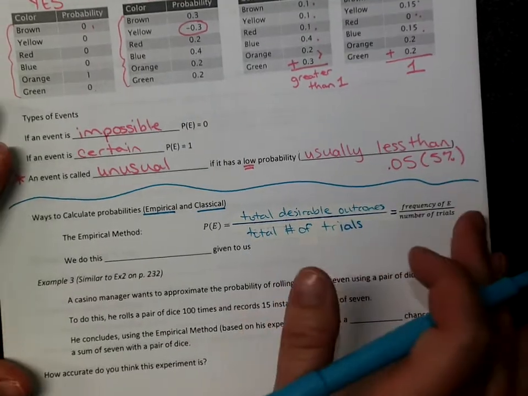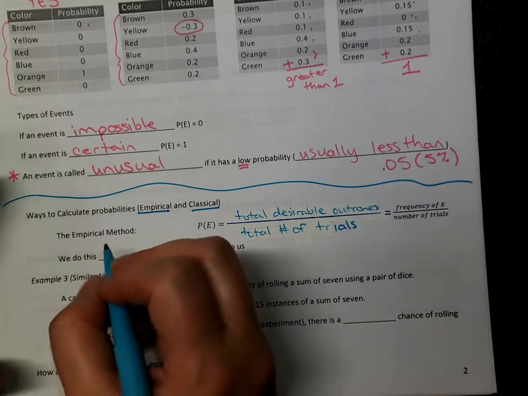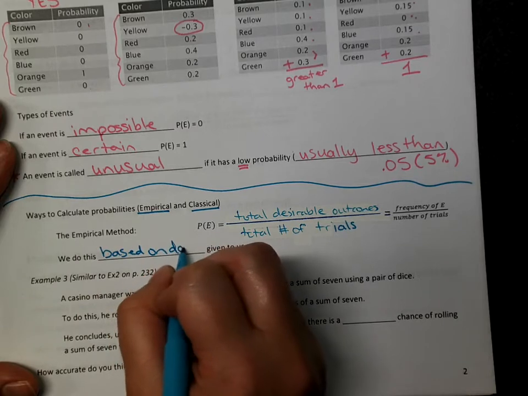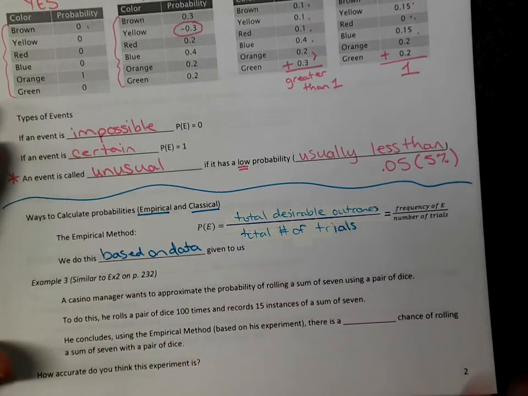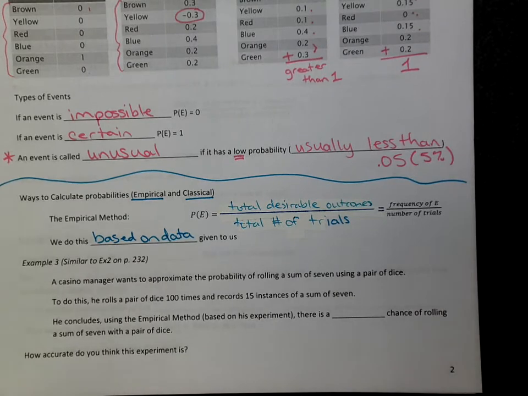So we do this based on data, based on data given to us. So every time we run the experiment, we might get different results. So if I flip a coin 10 times, the number of heads I get the first 10 flips might be different than if I decide to flip it 10 more times. I'll get a different number of heads. So it's based on data and it's constantly changing. So the empirical method comes up with different results every time. And hopefully over time you get pretty reliable results.